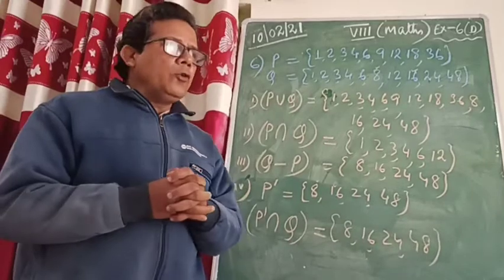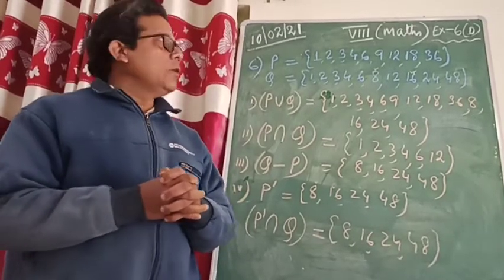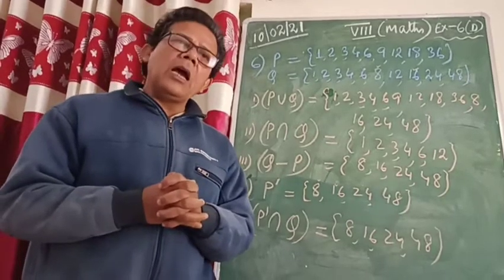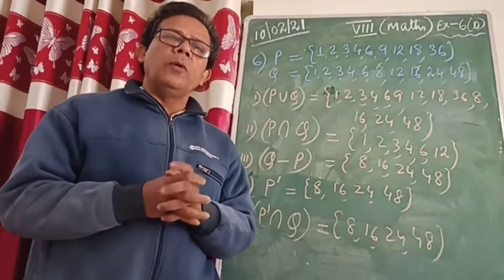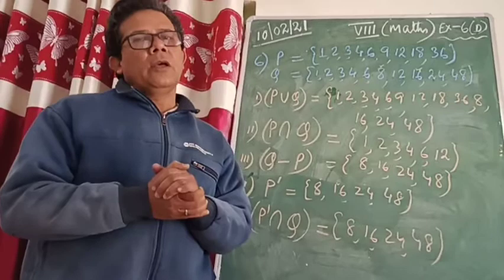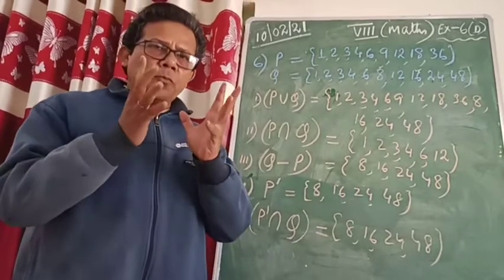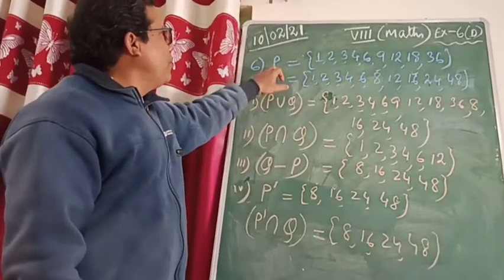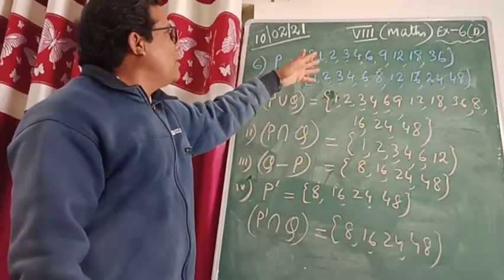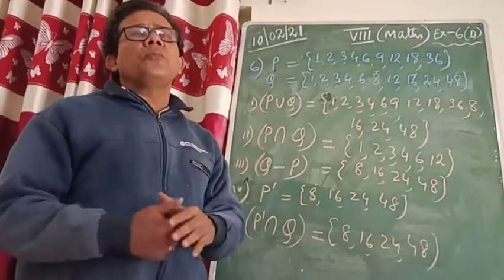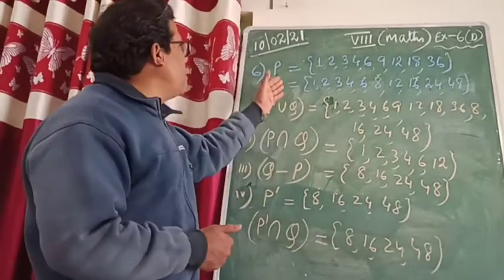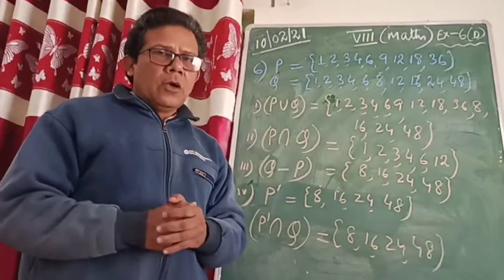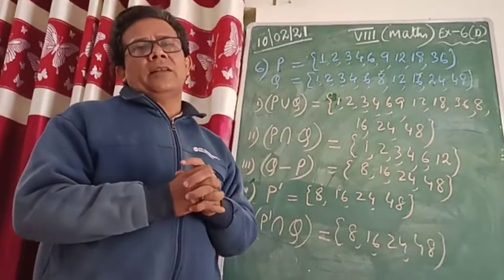Today I am going to solve two more problems from exercise 6D. That is question number 6, and one more problem I am going to solve later on in today's class. So first problem, what was there in question number 6? They said P is the set of factors of 36 and Q is the set of factors of 48. First you must know the meaning of factors here.